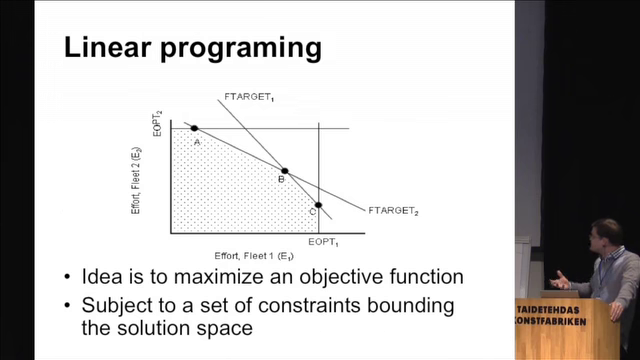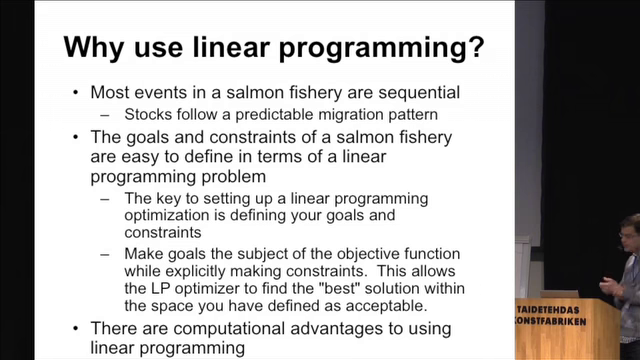With that, basically, you maximize some objective function subject to a set of constraints to bound the solution space. And this is just an example of how 4 constraints can block off a portion of your solution space. You would maximize the value of your objective function within that solution space. And why would I use linear programming? There's a bunch of nice things about the combination of linear programming and salmon fisheries.